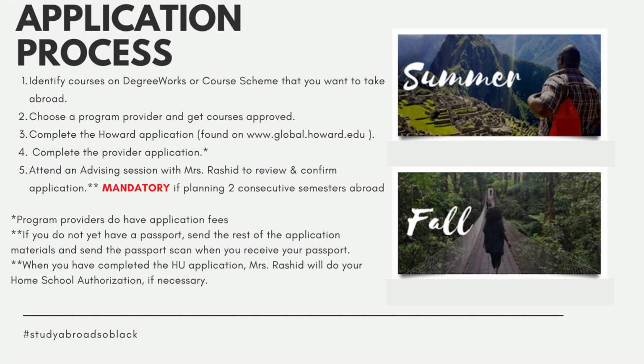So complete your Howard application, get those classes approved, and then move forward with applying for that particular program, because you may go through the Howard application process and only get 3 out of the 5 classes approved, and now you've got to go and find a different program, for example. So once you've identified the classes that you need in order to graduate, you've found a program that has matching classes, and you've uploaded that completed form to the Howard application, you then submit your provider application.